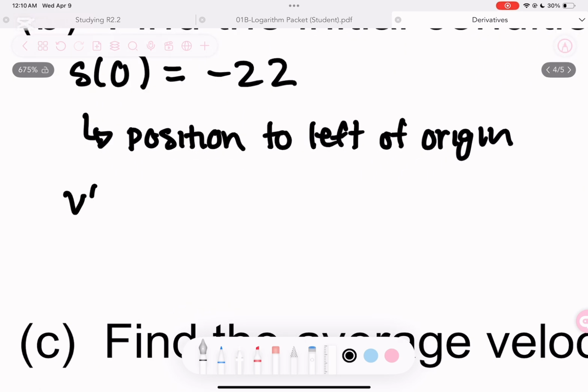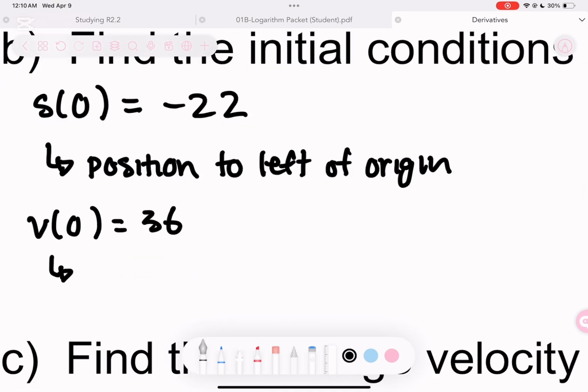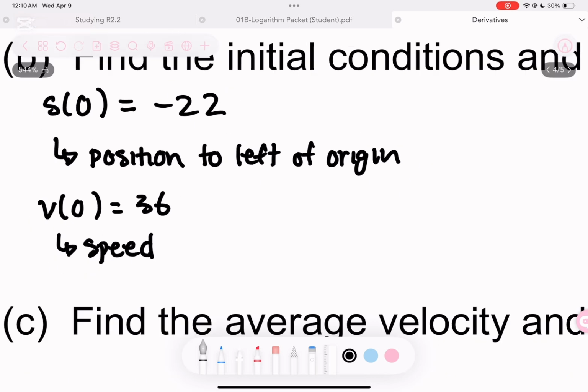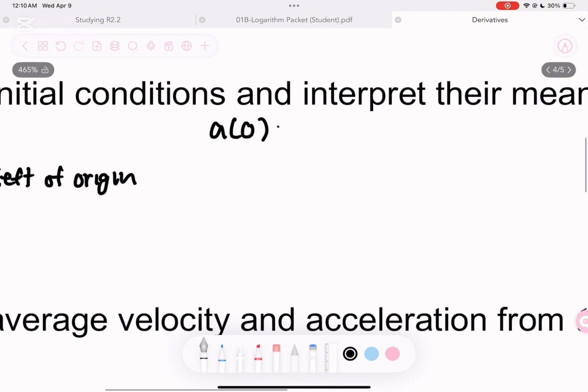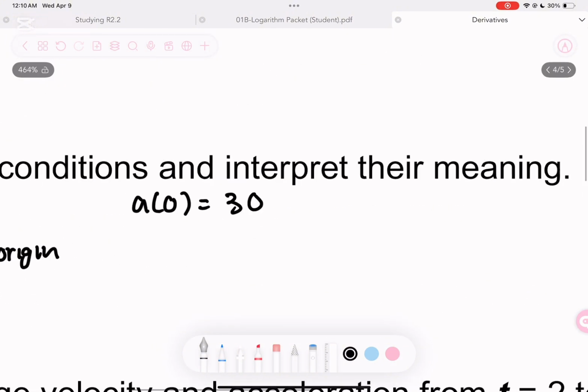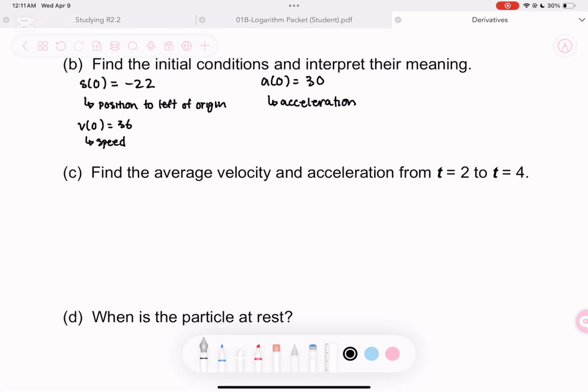Now you have v of 0, which you can tell is 36. So this is speed. It's initial speed. Yeah, speed is 36. And then a of 0 is just 30. So acceleration. That's whatever. Okay. So to find the average velocity and acceleration, you can use s of t.